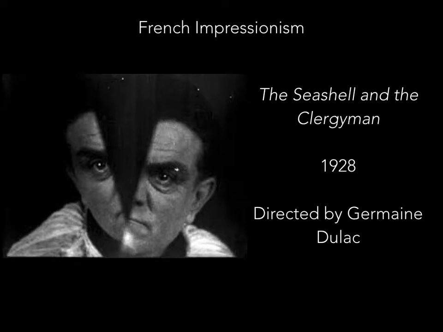The film I chose for this one was The Seashell and the Clergyman, which was directed by Germaine Dulac in 1928. The Seashell and the Clergyman was about a priest lusting after a woman, which was highly controversial, and it was a film that was considered experimental because it had a darker subject matter that was considered controversial compared to many of the films seen at the time.